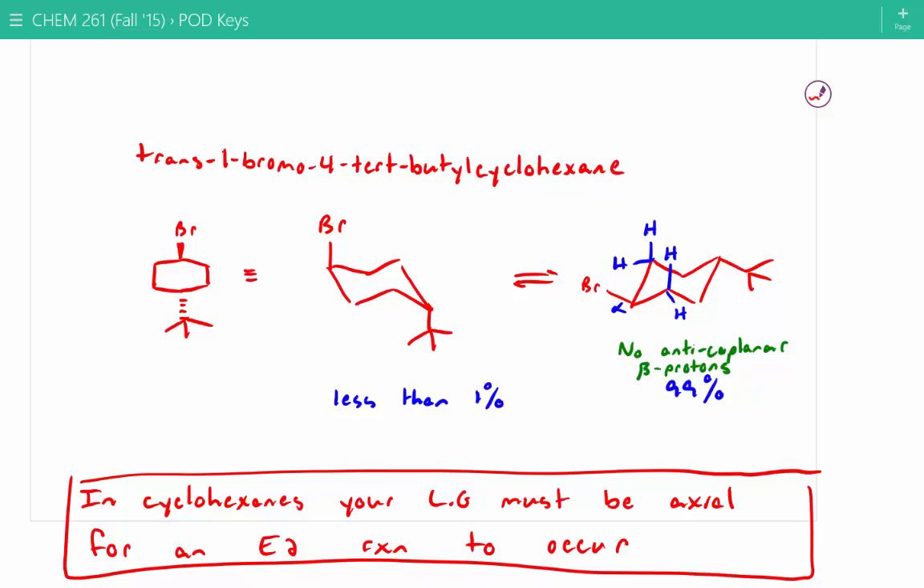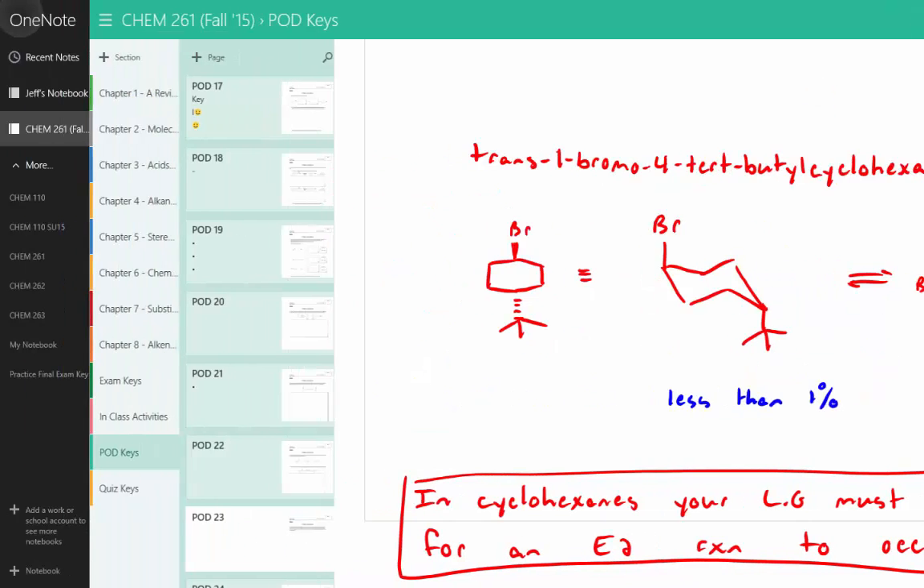If you guys do get stuck on this, I really recommend breaking out your model kit. It's tough to see things in two dimensions on a piece of paper, but if you hold it in your hand, sometimes it's easier to rotate it and manipulate it around and then look for that anticoplanar beta proton. And remember that you guys are allowed to use model kits during your exams and quizzes, so if that helps you, make sure that you are prepared for that.